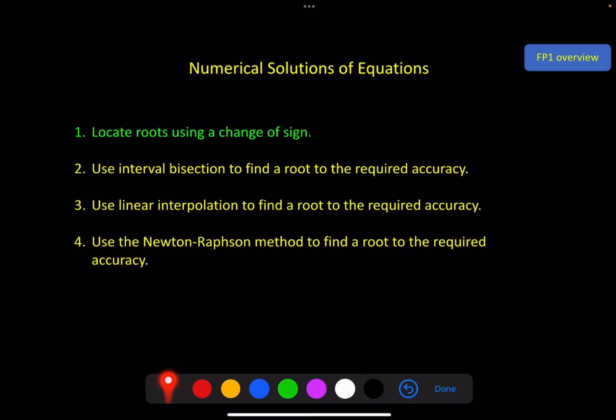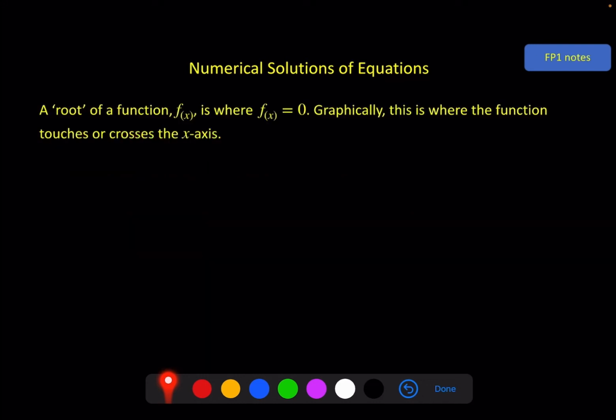An overview of the chapter. In this video we are going to talk about locating roots using a change of sign. Then in the next 3 videos we're going to do the same thing 3 different ways, and that is to find a root to the required accuracy, first using interval bisection, then linear interpolation, and then something called the Newton-Raphson method. But first let's look at this change of sign idea.